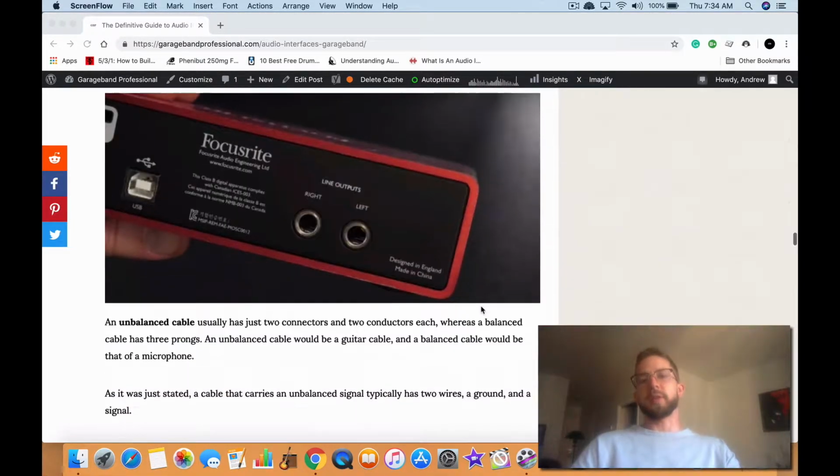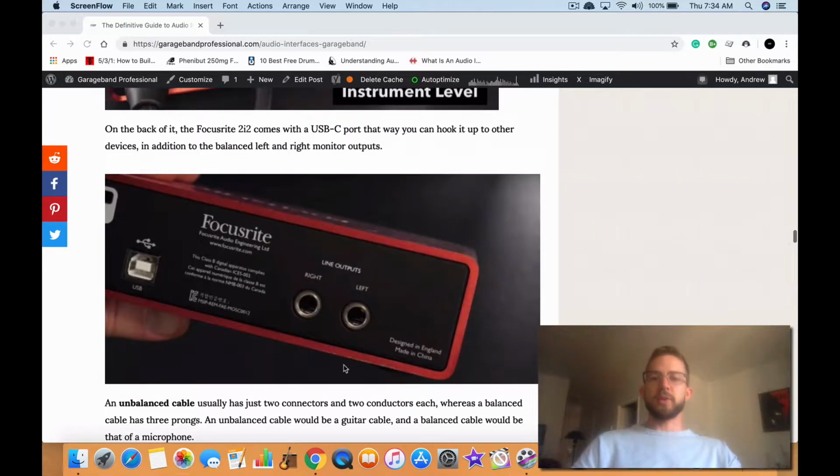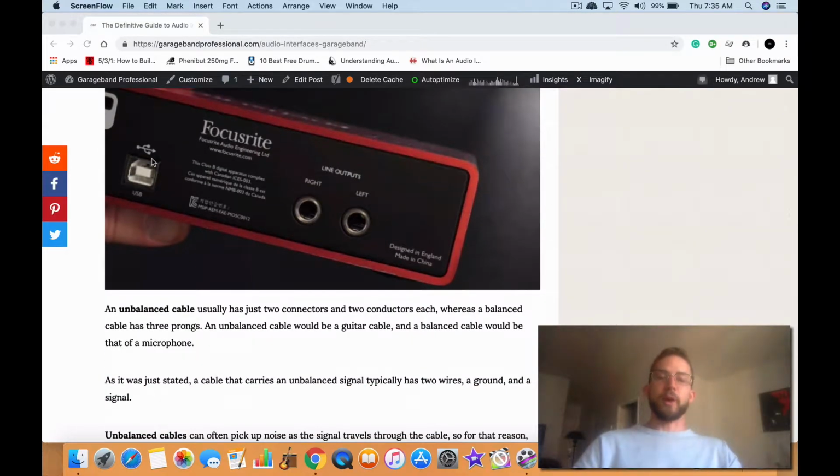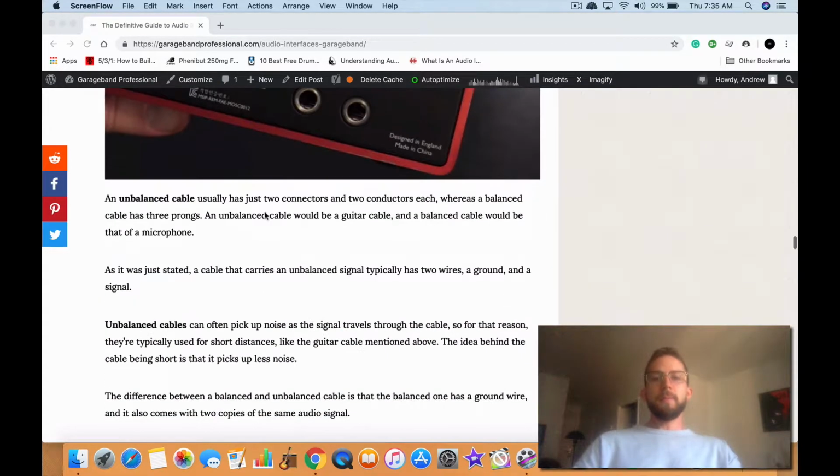What's another confusing thing? Also, you have these holes in the back. These are the outputs. So these are typically meant for the speakers. You can hook this bad boy up to speakers if you wanted. Right hole right here, left hole right here. So that's the right speaker and the left speaker. And this is also your USB port where you would plug in your cable to your computer.